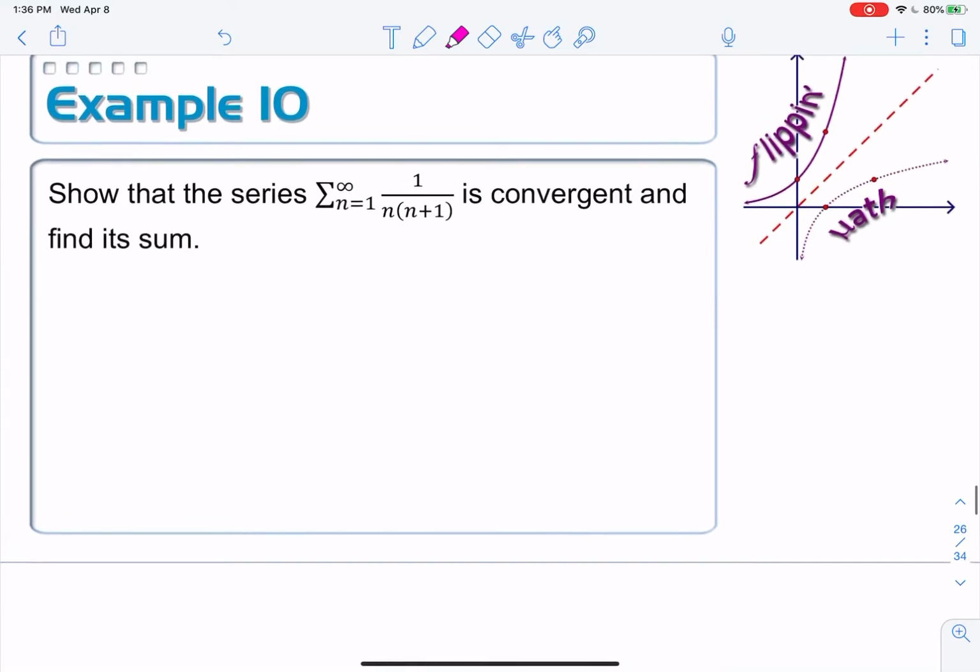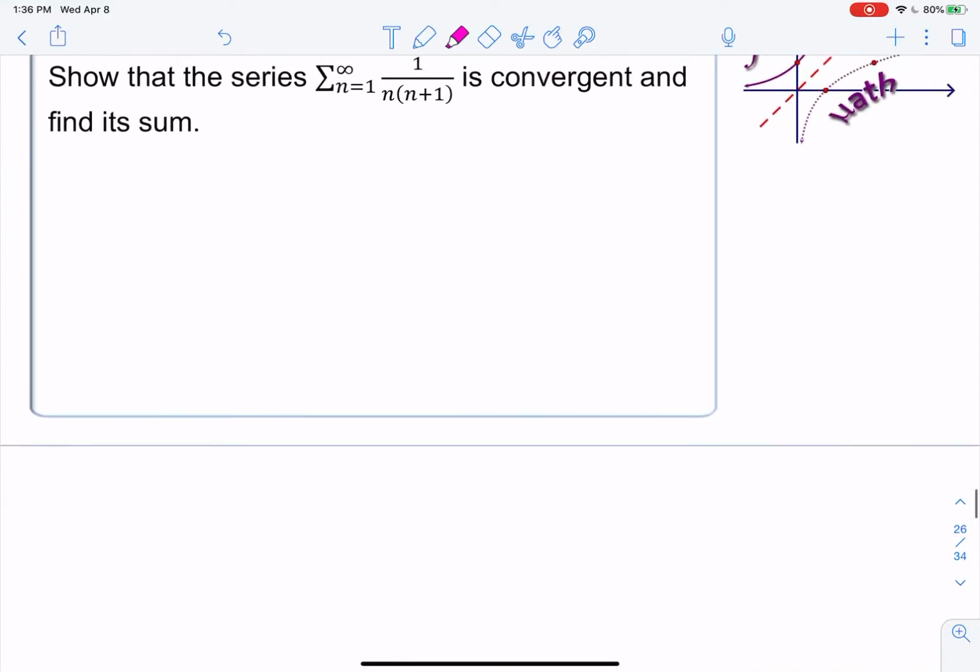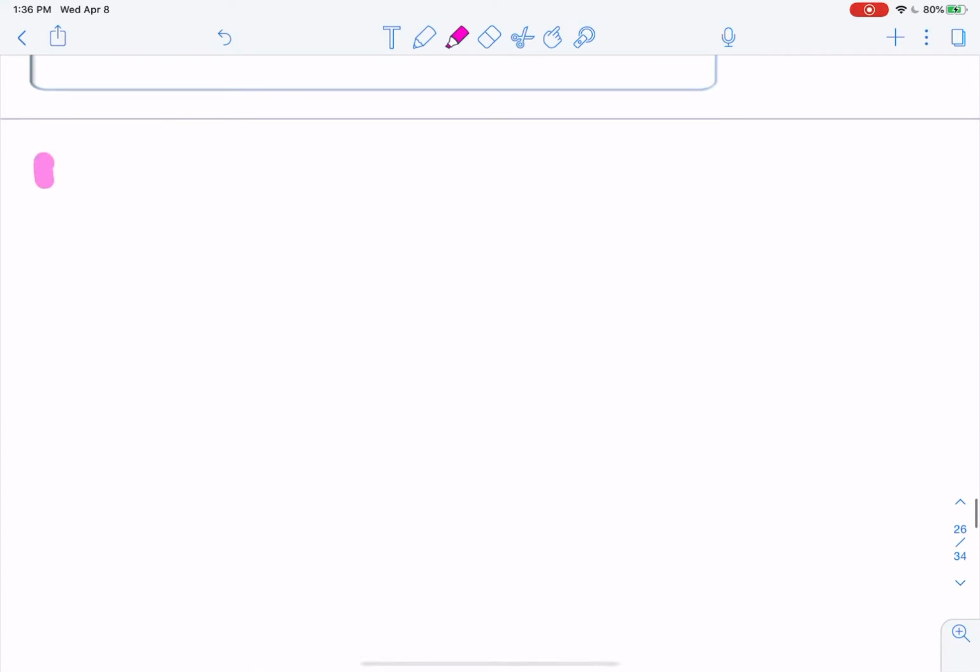Okay, so what I'm going to do is just rewrite out the terms of the sequence so we can get a handle on maybe what's going on. So example 10, why do I have the highlighter? I don't know.